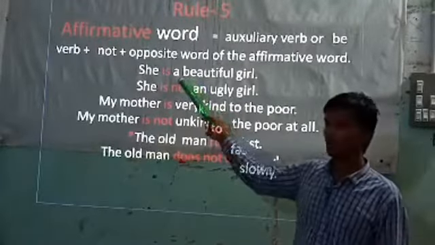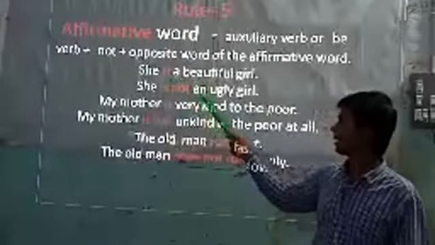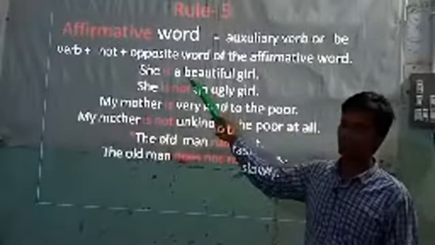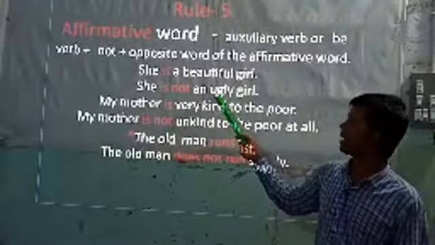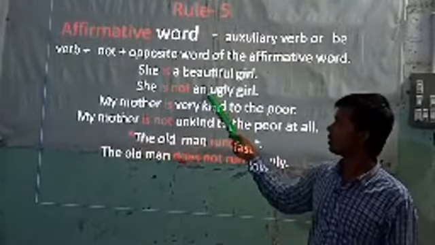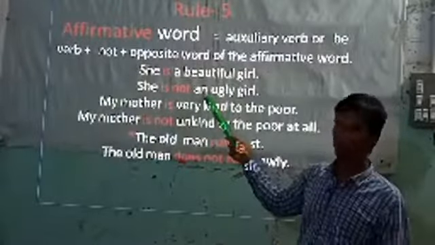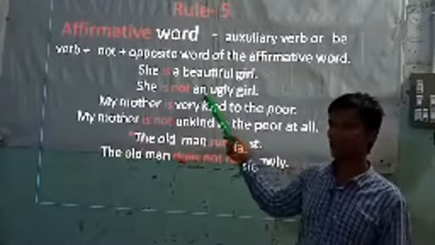Here is article A and N because B is pronounced like a consonant and U is pronounced like a vowel. So you know the rules of articles. I think you have understood.